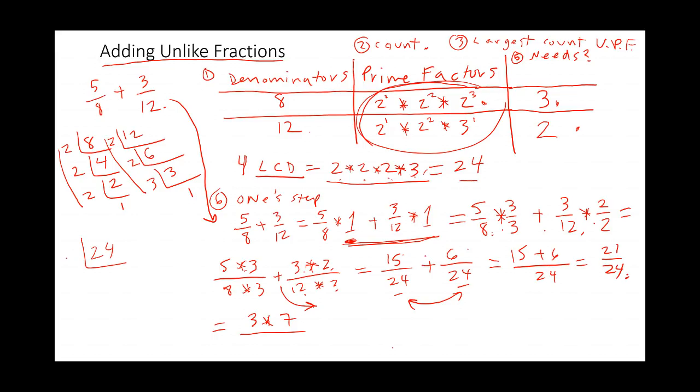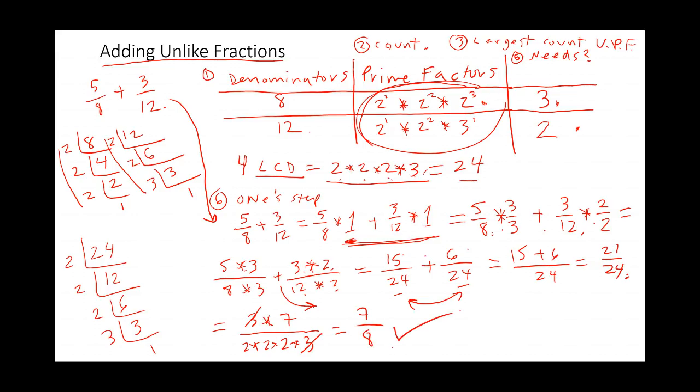If you can't see all the way through, how many 2's are in 24? 12. 2's in 12, 6. 2's in 6, 3. 3's in 3, 1. So it's 2 times 2 times 2 times 3. And we're left with, oh, cancel the 3 in the top and bottom. And I'm left with 7 on the top, and 2 times 2 times 2 is 8.